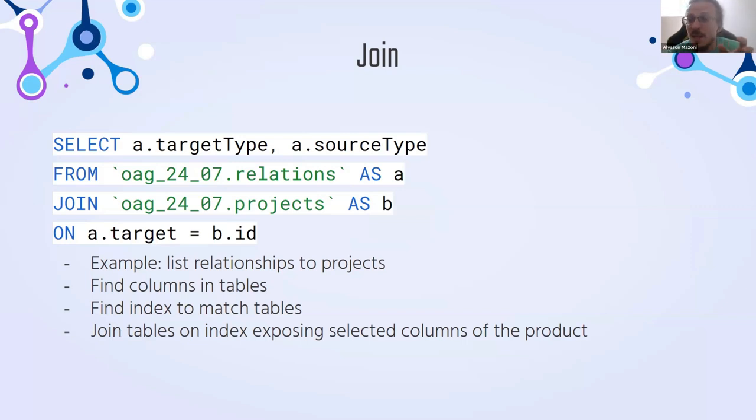So I'm using as again for nicknaming. I used it before to nickname columns; here I'm using it to give an alias to a table. So the OpenAIRE graph 24/7 relations table in the dataset will be called A, and the projects table in the dataset will be called B.